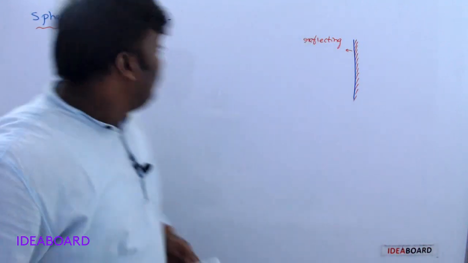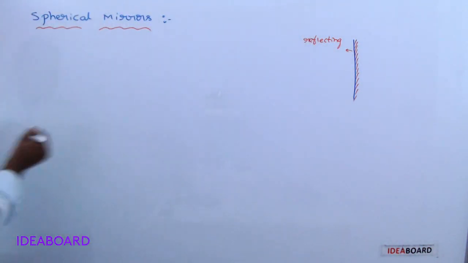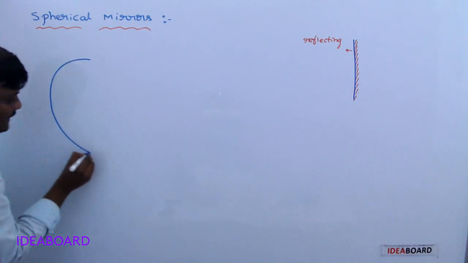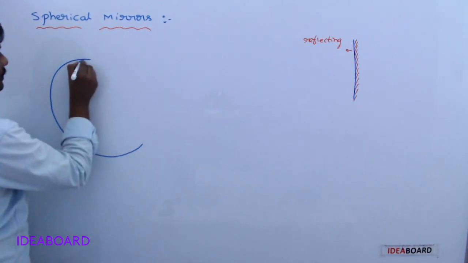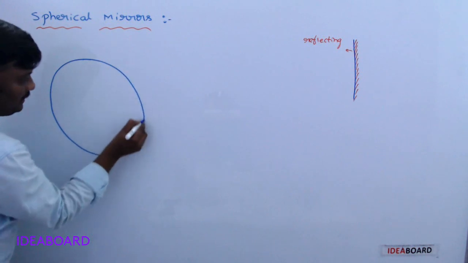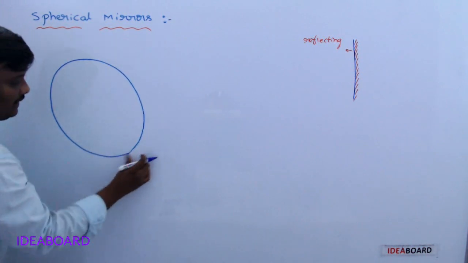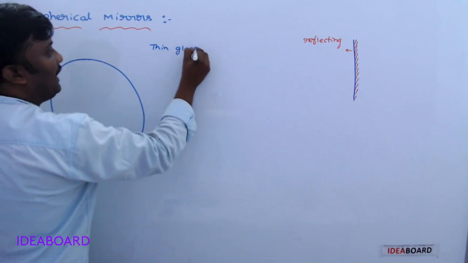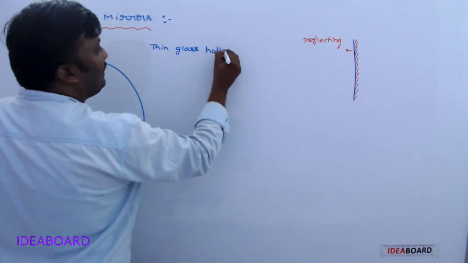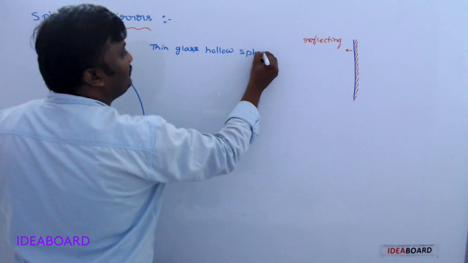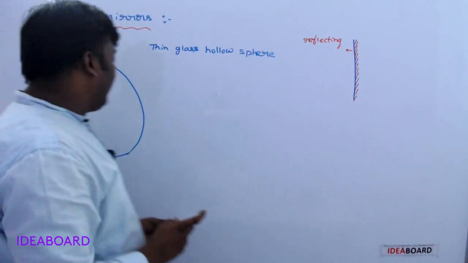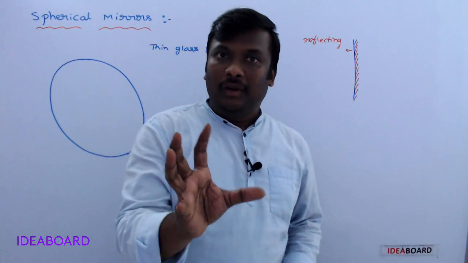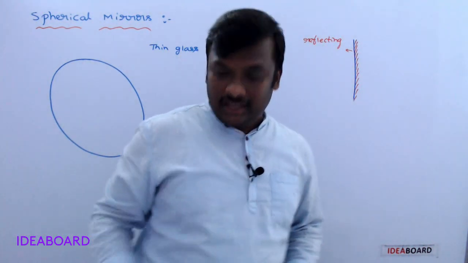Now, in the case of a spherical mirror, let us consider one sphere. This is a thin glass hollow sphere. It is not a circle, it is a sphere, three-dimensional, hollow, like a tennis ball. Understand now?